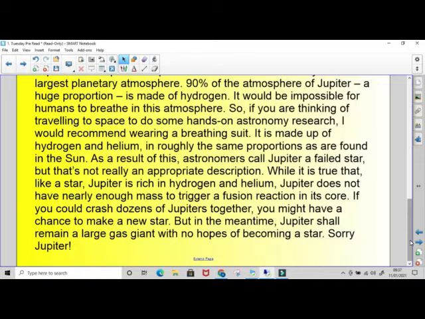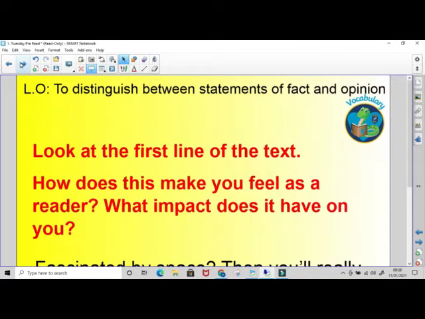Sorry, Jupiter. Okay, lots of information in there, and hopefully the screen is big enough that you can pause it and read it yourself as we come to unpick this text shortly. So let's just have a little look at it closer.